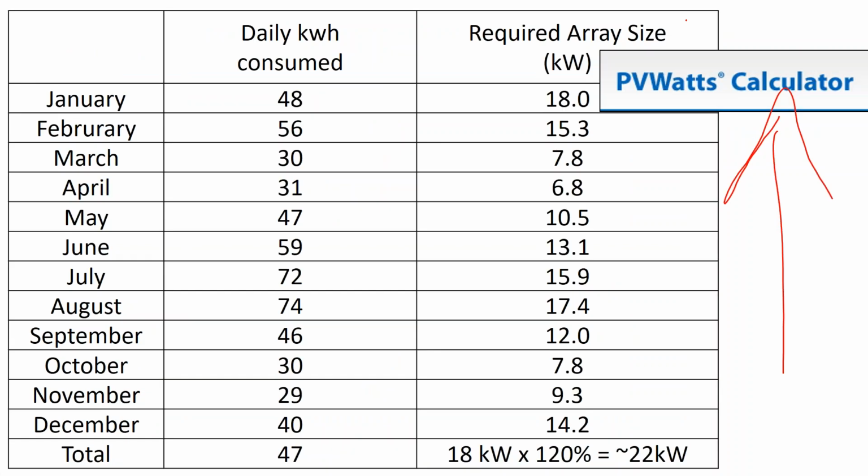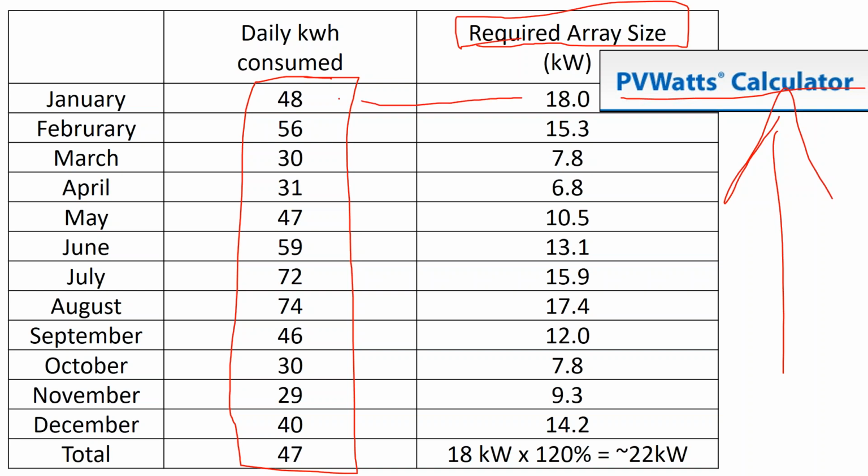So for example, here we have the average daily consumption, and we've taken our PV Watts calculation and asked, how large of an array do I need in order to produce 48 kilowatt hours a day in January? How much do I need in order to produce 74 kilowatt hours a day in August? And what I can see is I need an 18 kilowatt array to produce that much power in January, and almost an 18 kilowatt array to produce that much in August. So that's pretty good. What that tells me is that to balance out at the end of the month on a day-to-day basis, I need about an 18 kilowatt array.